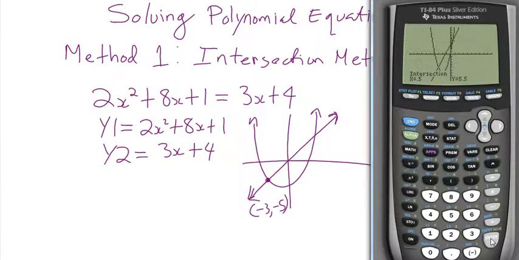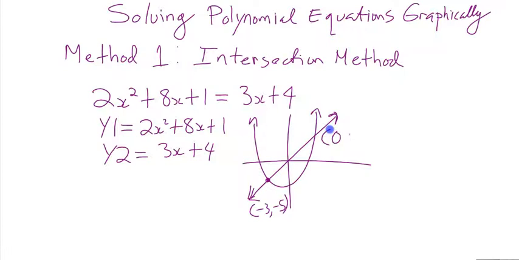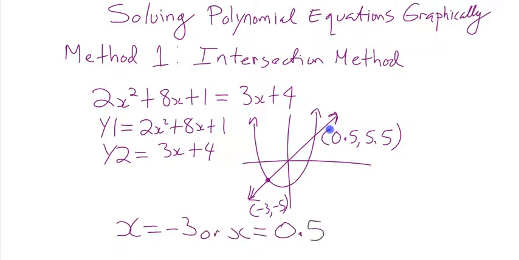Okay, I'm going to assume you all have this sitting in your calculator, looking at a very similar display. 0.5, 5.5. Okay, so we state the solution, which is that x is equal to -3 or x is equal to 0.5. Okay, and that is the solution to this polynomial equation.